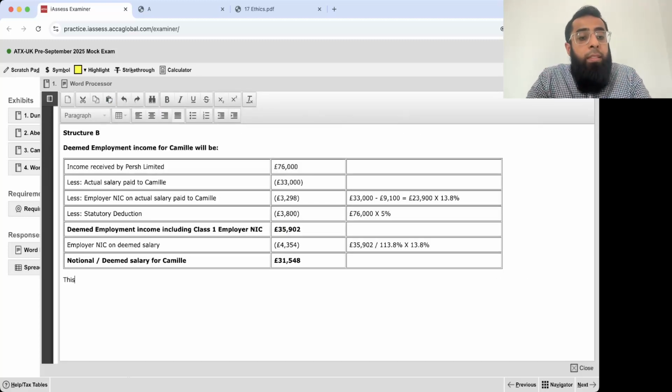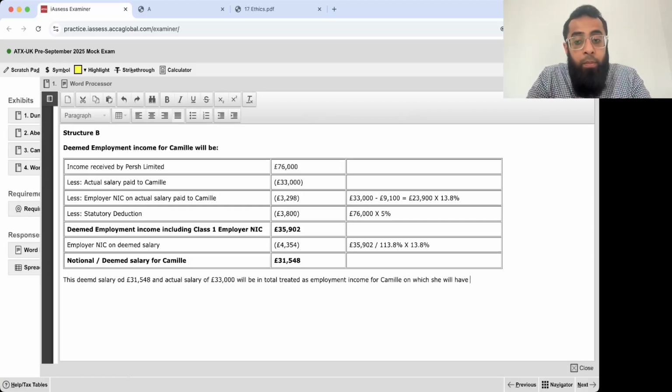Now, this deemed salary of 31,548 and actual salary of 33,000 will be in total treated as employment income for Camille, on which she will have to pay income tax and class 1 employee NIC. First of all, for Camille, it will be treated like this.